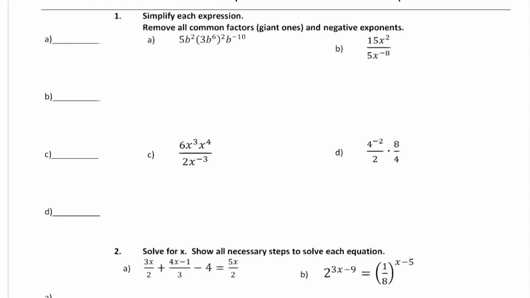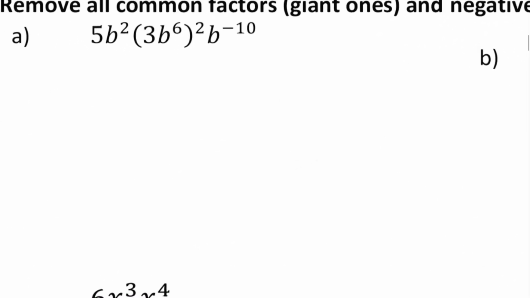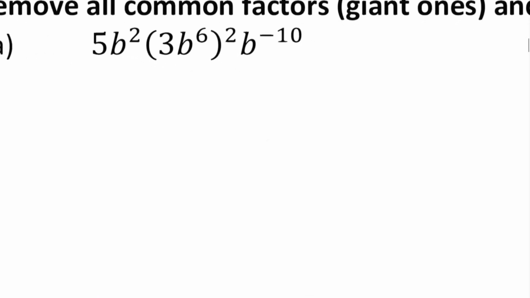Let's start with question 1. It says, simplify each expression, remove all common factors, i.e. giant ones, and don't leave any negative exponents behind. A couple other things we talk about in class as well. But let's take a look at this first one.